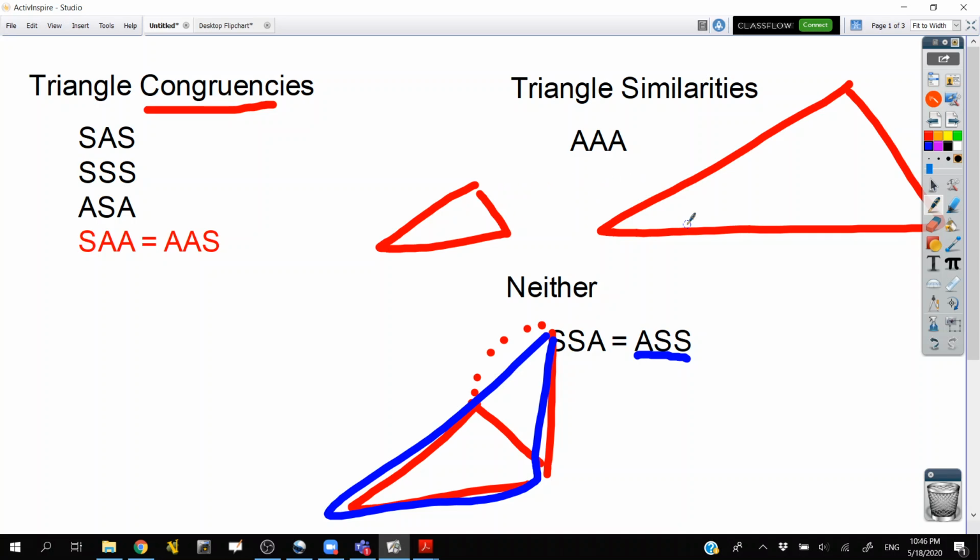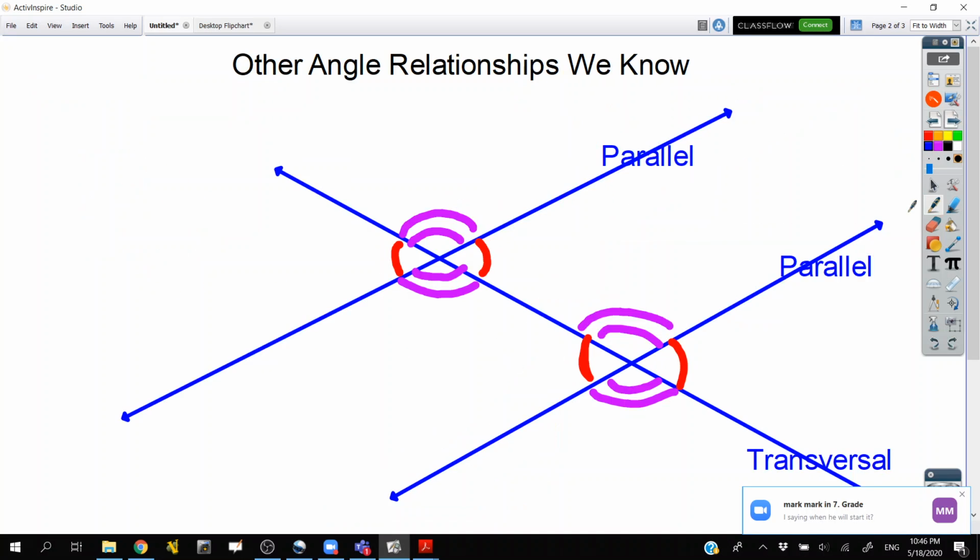But angle, angle, angle is similarity, and all the rest of these are congruencies. It's usually easier to just remember these two are in special situations, and all of the rest are congruencies. That's it. Here's a couple other things that we need to know. One is other angle relationships.